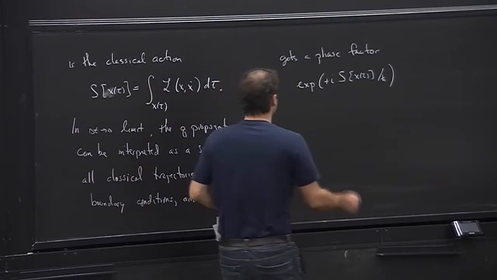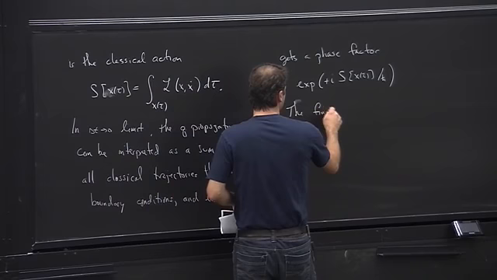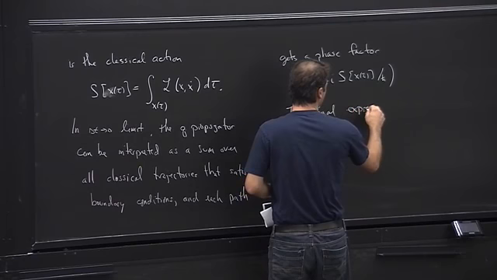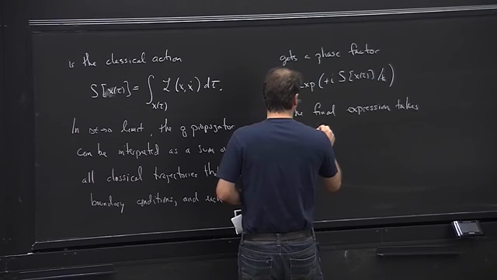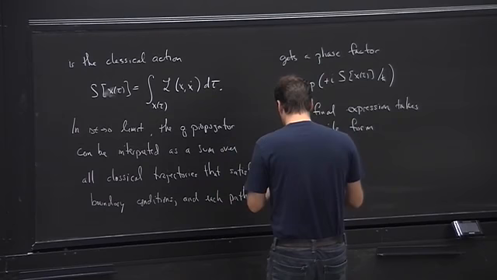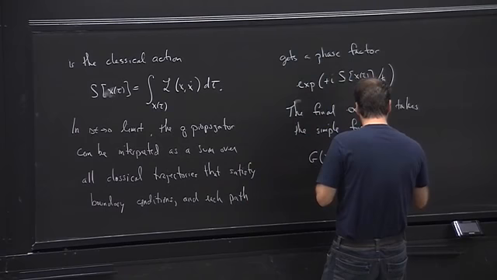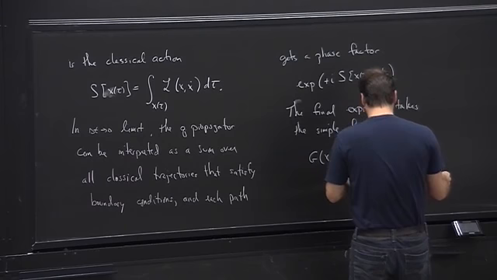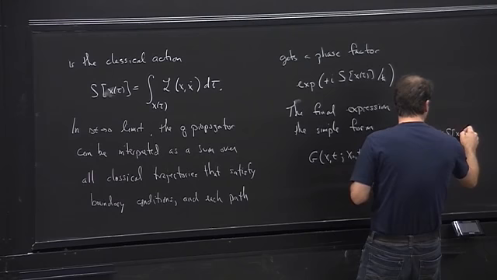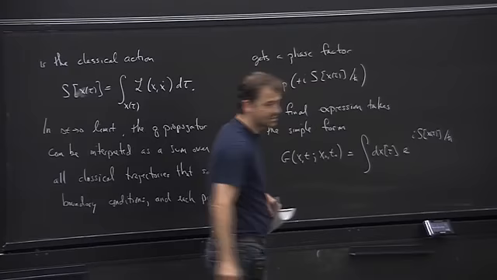So the final expression, just applying substitutions from last lecture, takes the simple form of an integral over all trajectories, and each trajectory is weighted by a phase factor, which is given by the action, the classical action associated with that path.